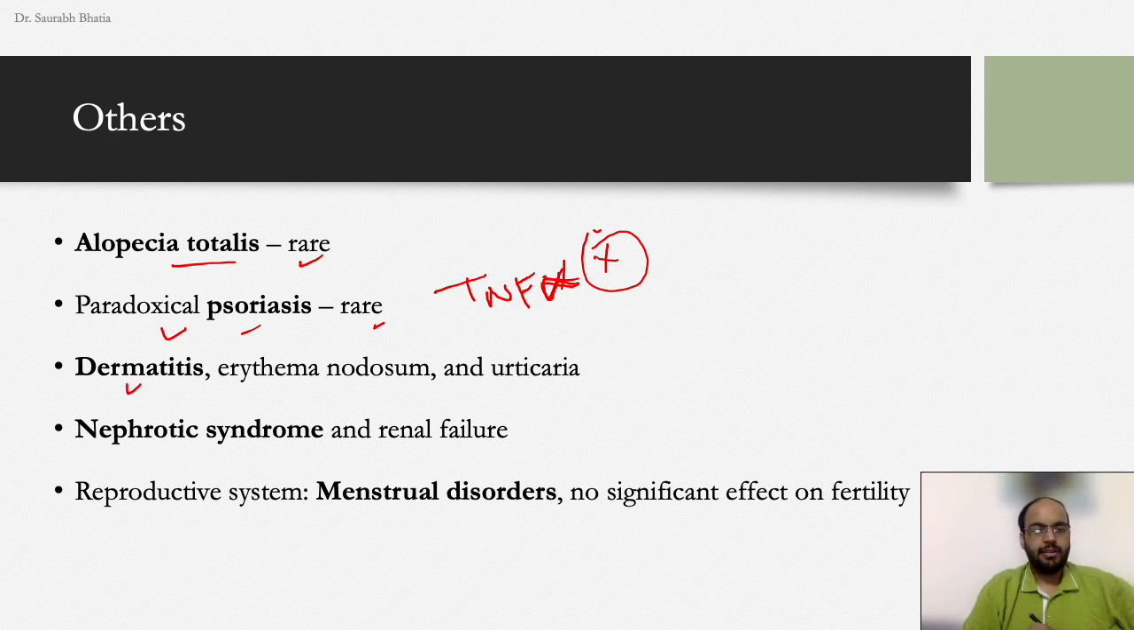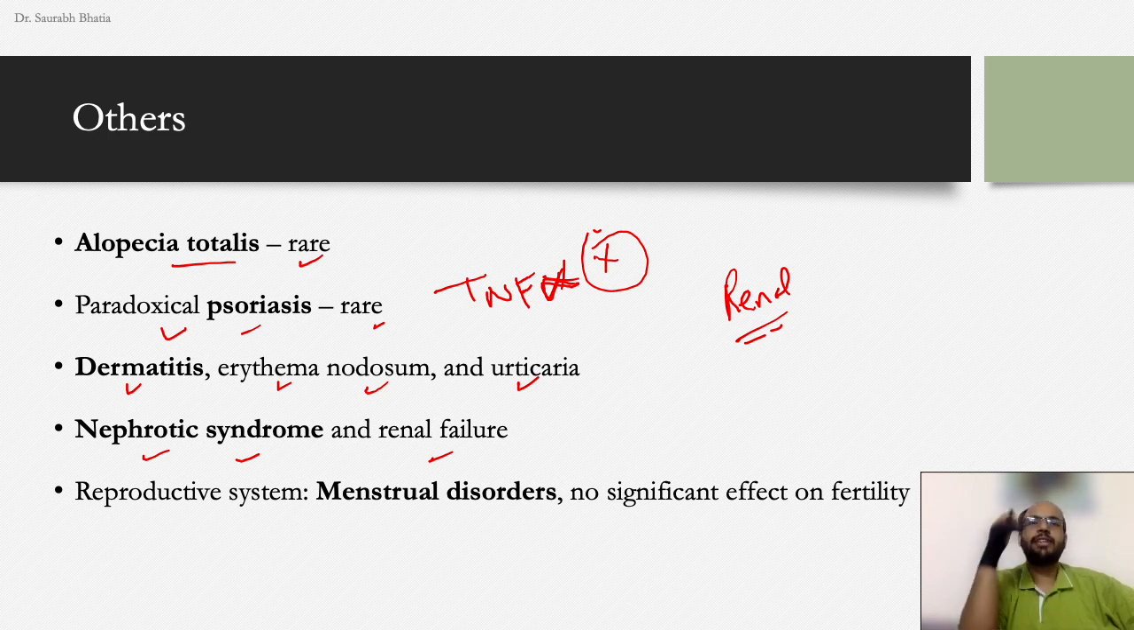Other side effects include dermatitis, erythema nodosum, and urticaria. Nephrotic syndrome and renal failure have been rarely reported. However, the product insert mentions that in case of renal derangement, if it is mild, you need not change any dose. But if it is severe, it's better to consider some other drug.